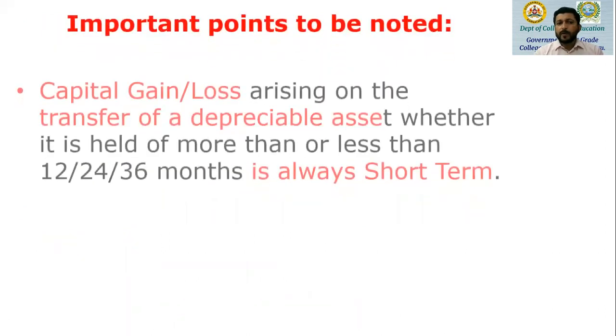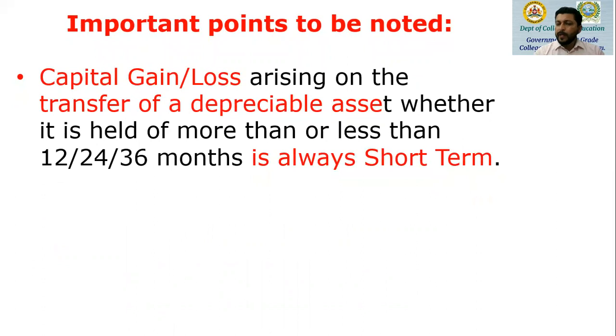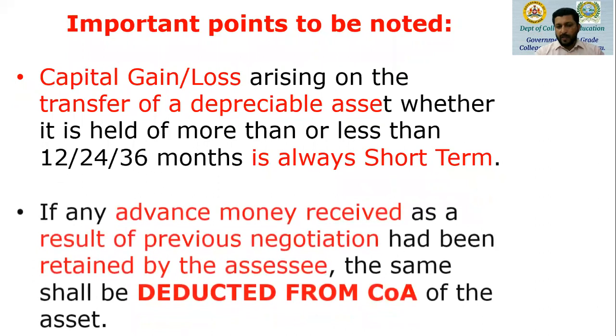Now, very important point to be noted. Capital gain or loss arising on the transfer of a depreciable asset, whether the asset is held for 12 months, 24 months, or 36 months, is always short term. Depreciable assets will always result in short-term capital gain or short-term capital loss, irrespective of the period of holding.